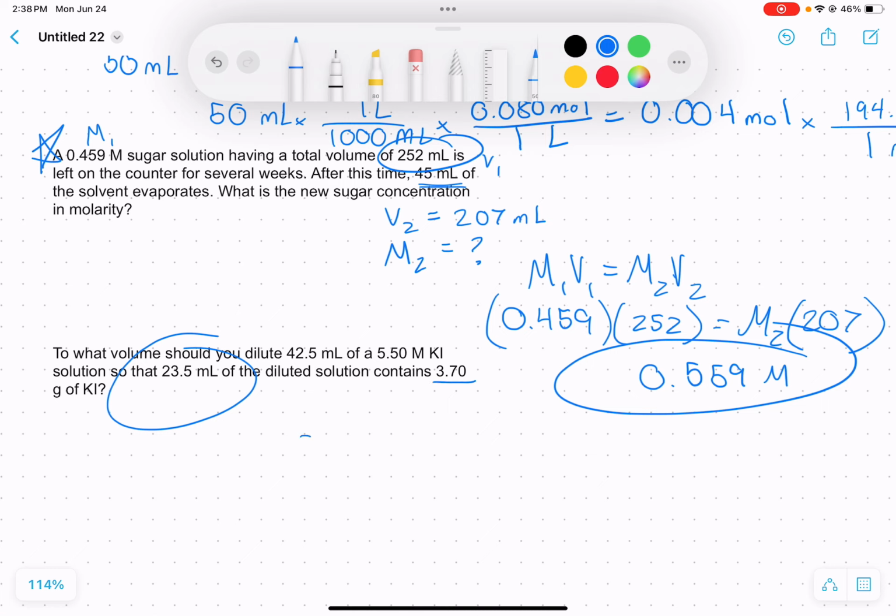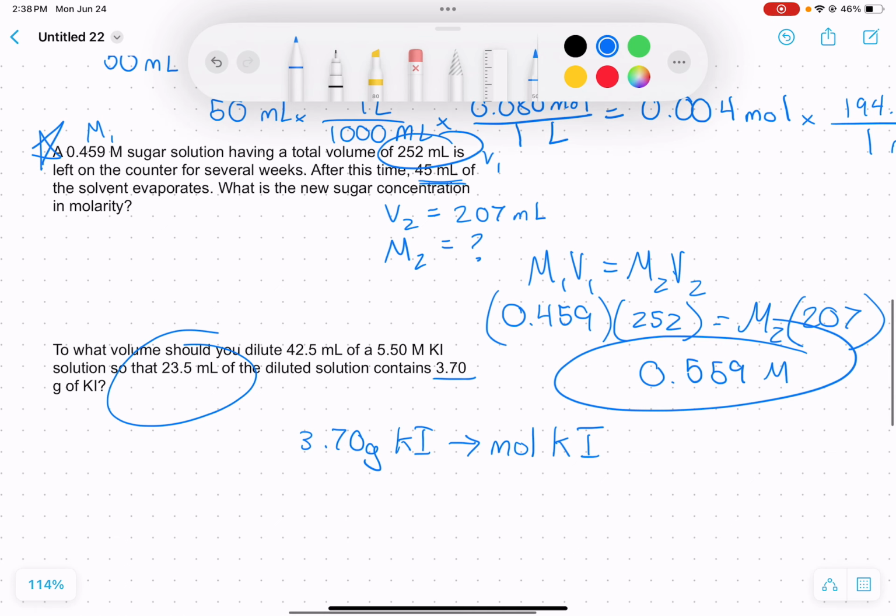Now for the next one, it's going to be the same equation. It's just that you're first going to have to convert this grams of potassium iodide to moles of potassium iodide. And then you're going to have to use that volume here to convert it to molarity. So then you'll have a molarity and you'll solve for that new volume. Okay, so this would be your M1, V1, this will be your M2, and then you'll be solving for V2.